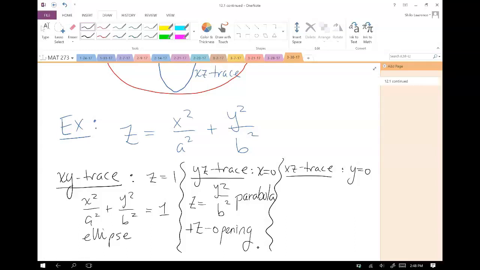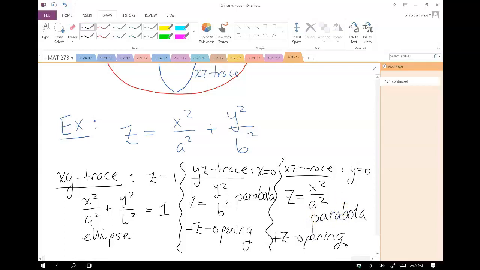All right, xz trace, if we let y equals 0, we've got z equals x squared over a squared. One of them is linear, one of them is quadratic. What's the shape? Parabola. What direction is it going to open in? Positive z. So we've got another parabola opening in positive z.